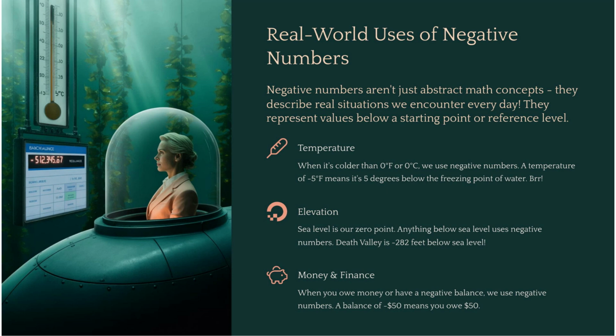You see negative numbers in the real world all the time. Think about the weather. When the temperature drops below 0, like to -5 degrees Fahrenheit, that's a negative number at work. Or, if you're talking about elevation, anything below sea level is expressed as a negative number. Scuba divers and submarines use negative numbers to describe their depth.